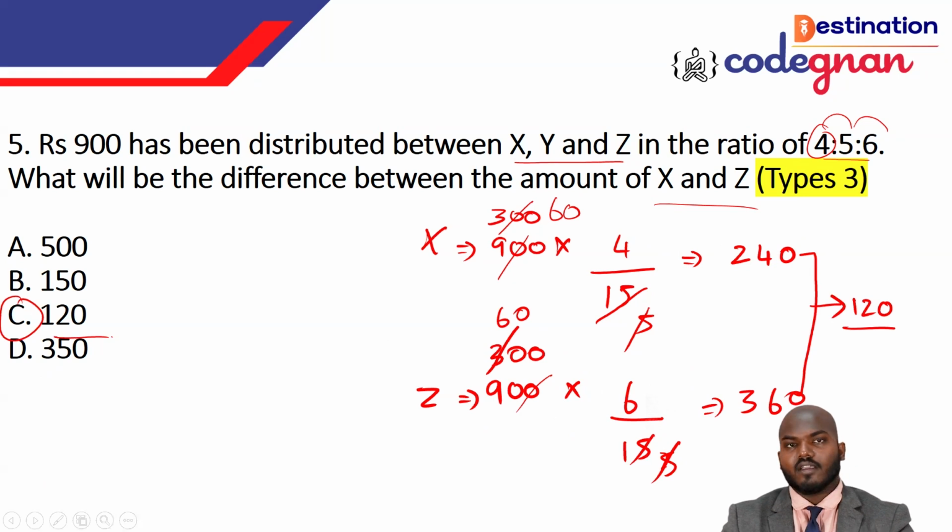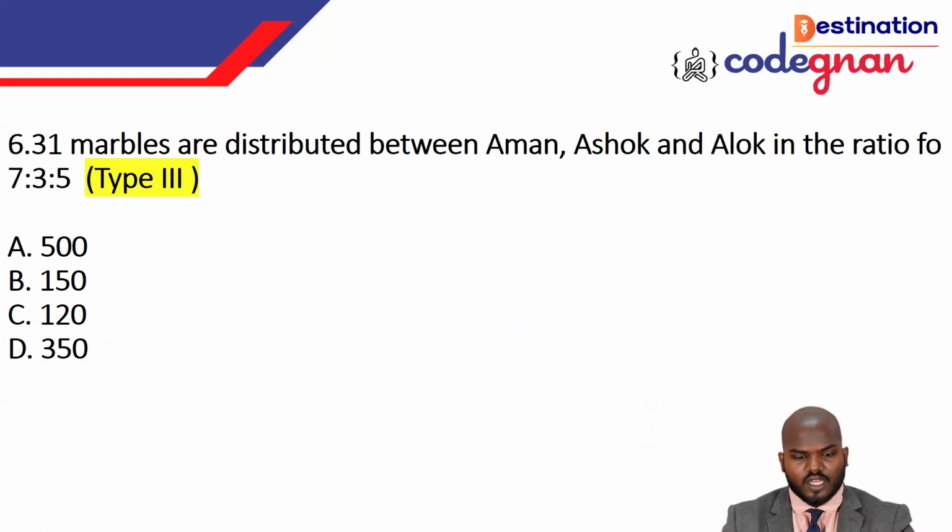Okay, I'll go for the next question. 315 marbles are distributed among Aman, Ashok and Alok in the ratio 7:3:5. But I think the question is not yet completed. They are asking what is the difference between Aman and Ashok. So you just want to take out the difference, with respect to Aman first.